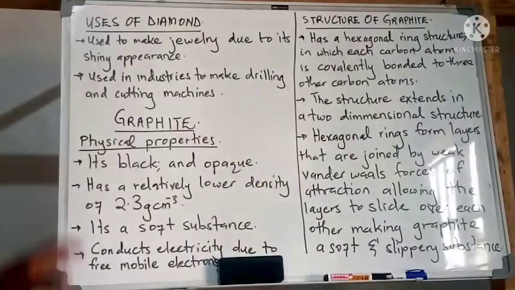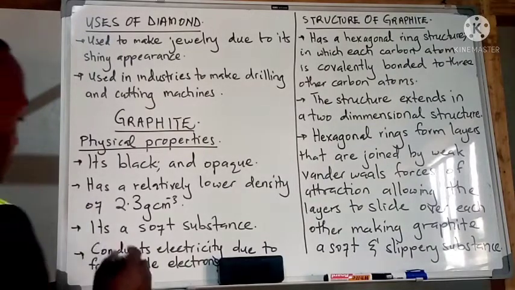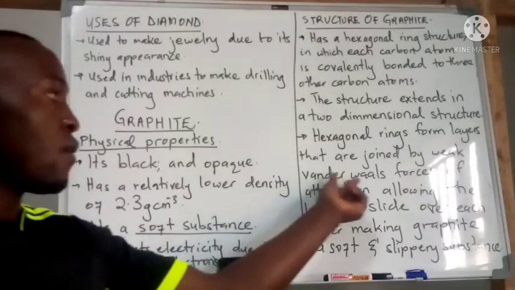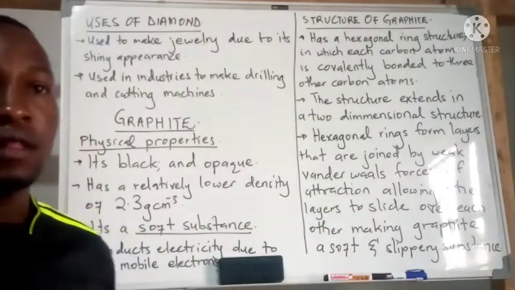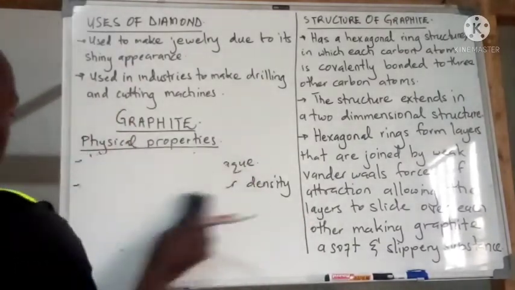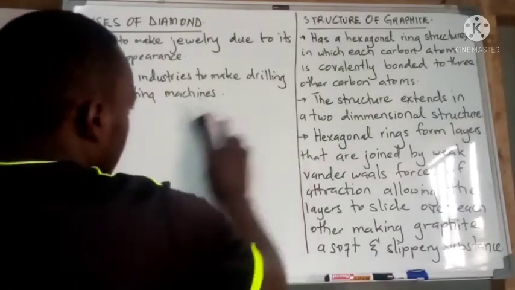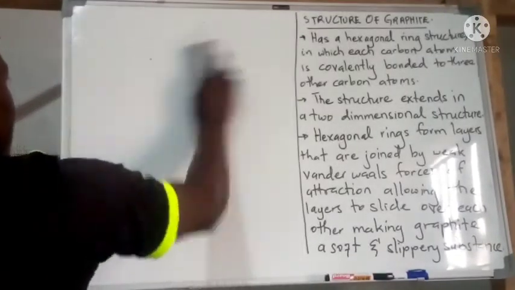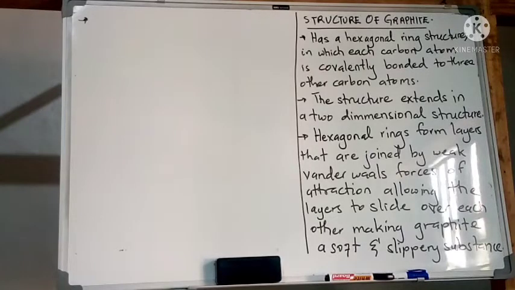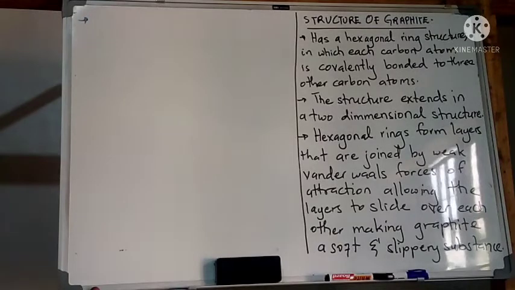So within the physical properties, this property of being soft is due to the weak van der Waals forces of attraction that allow the graphite layers to slide over each other when describing the structure of graphite. As we continue with the structure of graphite, you're going to see to it that not all the valence electrons of carbon are going to be used up in the bonding.